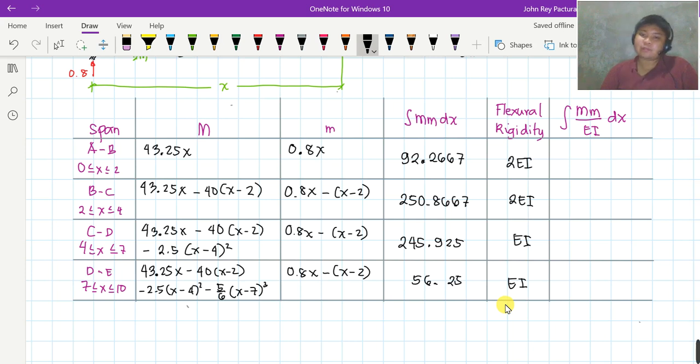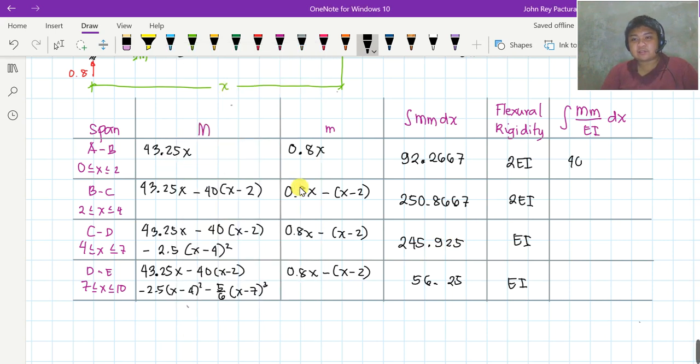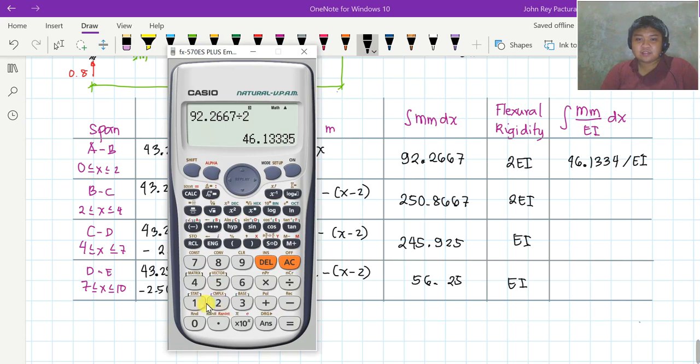So, the last column naman, ang gagawin niyo lang, i-divide mo lang yung mga sagot sa integral ng flexural rigidity. So, 92.2667, i-divide lang natin siya ng 2 kasi naka 2EI siya, class. So, ang sagot is 46.1334. Well, of course, to finalize, dapat ay may over EI siya. Next is 250.8667 divided by 2. Ang sagot natin diyan is 125.4334.